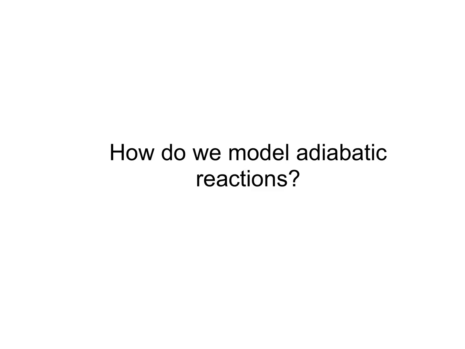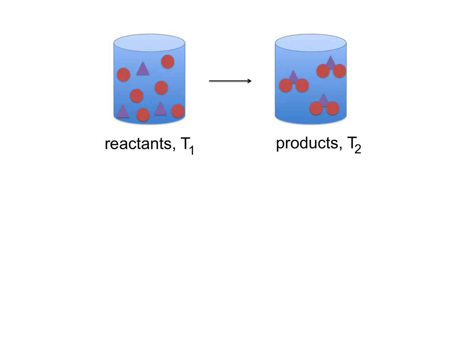What happens when a reaction occurs adiabatically? If we allow a system to go from reactants to products in a container which has a boundary such that no energy can come in or out of the system, then any energy given off when that reaction occurs has to stay in the system.